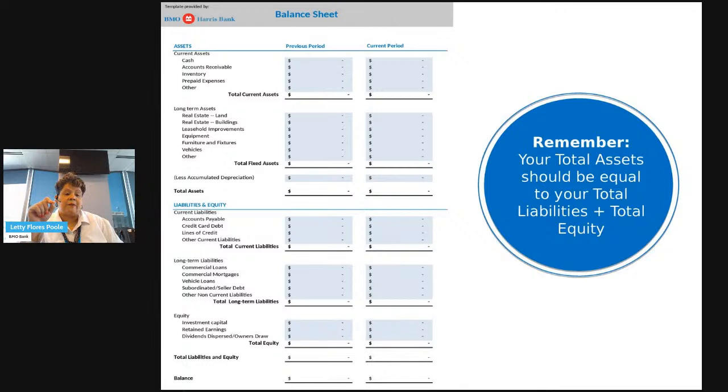So again, it's total current assets plus total fixed assets, right? Those are the two types of assets that you will have. Then we go into liabilities and equity. So again, current liabilities: accounts payable, credit card debt, line of credit, right? What we've mentioned. Long-term: commercial loan, commercial mortgage, vehicle loan. Maybe you have a vehicle. As business owners, if your vehicle is being used for your business, that's a liability if you have a loan on it. And also, just to note that you can have your vehicle in the name of your business, which is nice if you use it for your business, because that's also a tax deduction.